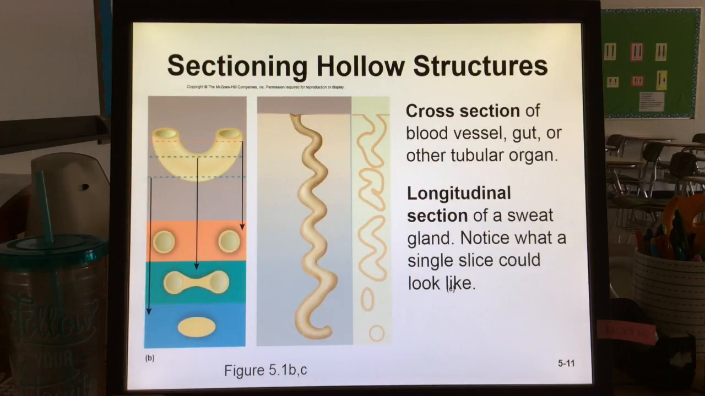Also, especially when we get to the digestive system and respiratory system, even in the blood vessels, some of the things that we're looking at are hollow structures. And so it really depends on what slice we're looking at, which cross section. Are we looking at a cross section or a longitudinal section? And so this is where we get the variation in what we're looking at.